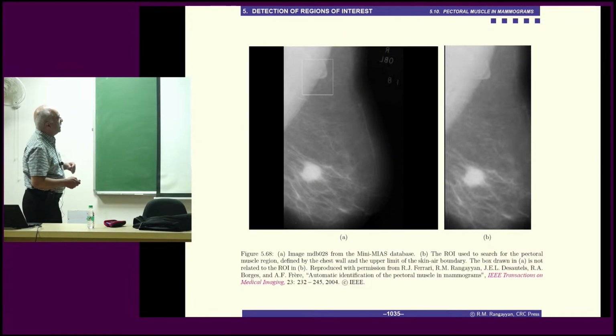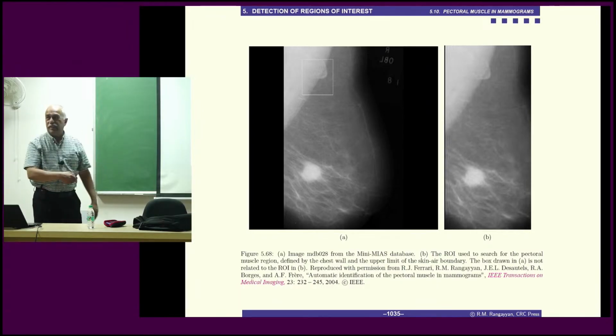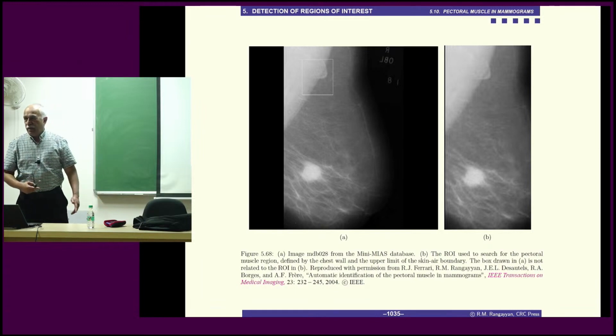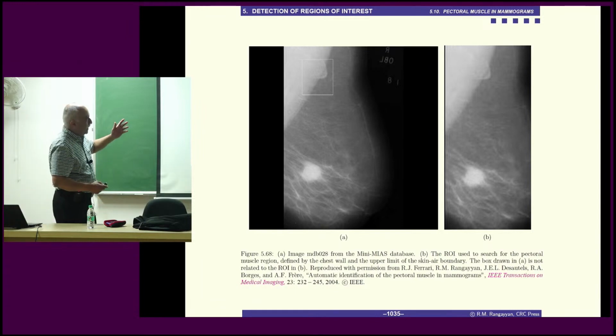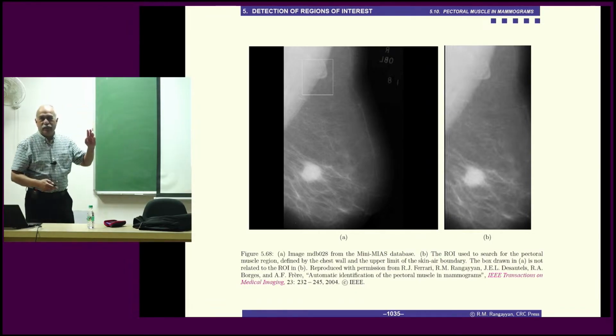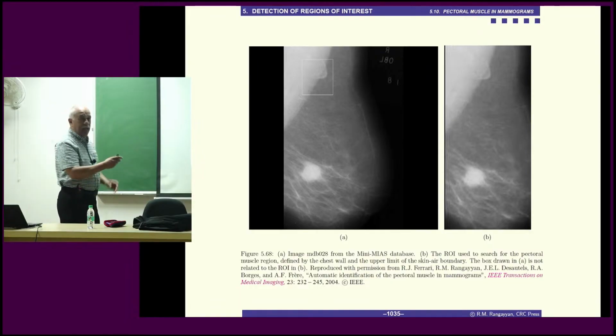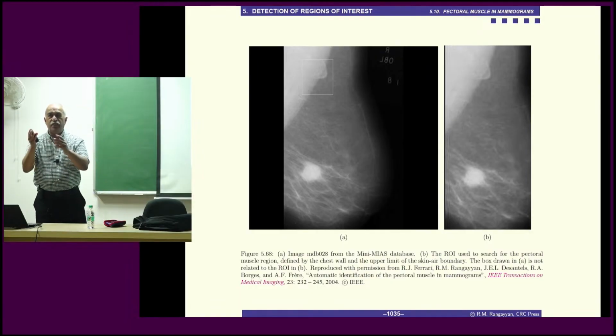Let me go here first. So here is the pectoral muscle, which is a curved line. Now one could say, well, let's fit a curve, but in many cases there are other curves and it changes curvature. So in order to account for all possible shapes of the pectoral muscle edge, we said let's use Gabor filters, but we know the angle range. So the Gabor filters don't have to go again 0 to 180 degrees.